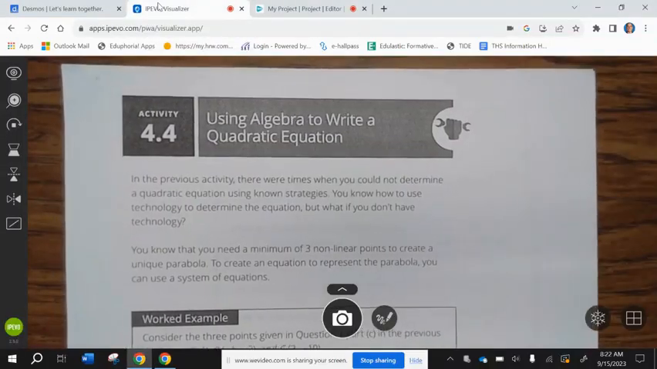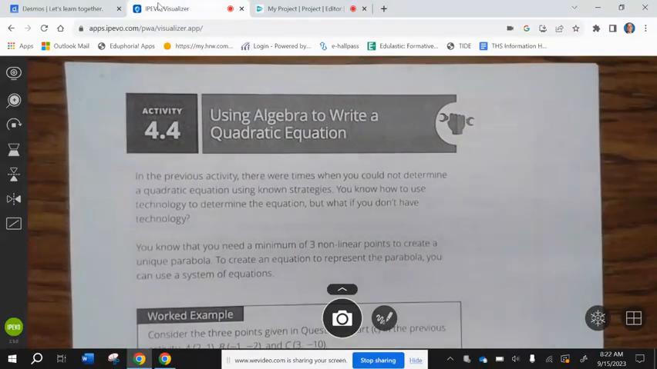Okay, today we're going to do activity 4.4, using algebra to write quadratic equations. In the previous activity, there were times when you could not determine a quadratic equation using known strategies. You know how to use technology to determine the equation, but what if you don't have technology?